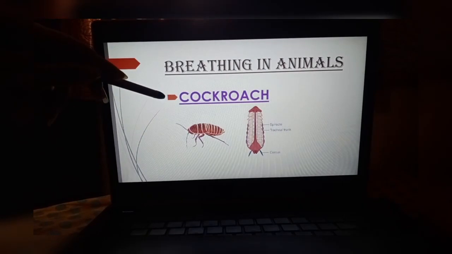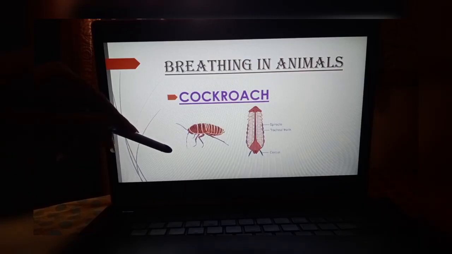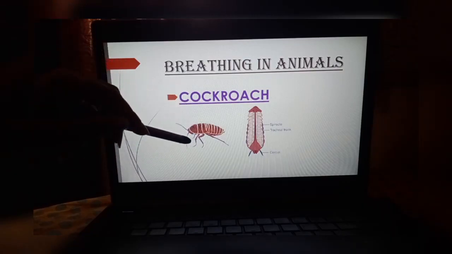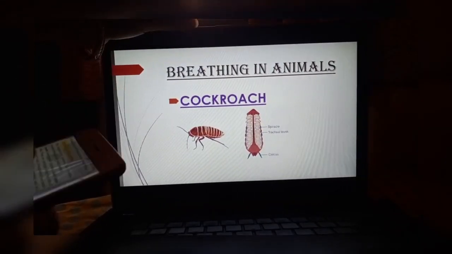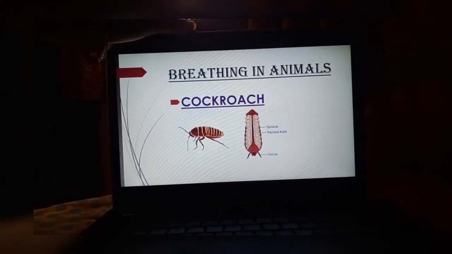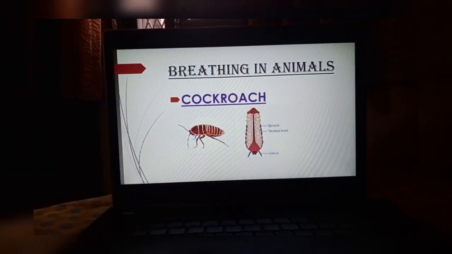So now let's discuss some examples, and our first example is cockroach. You must have seen it around your surroundings. Cockroach is an insect, and like cockroach there are too many insects also present there. So an insect's body has a special kind of breathing organ that is called trachea. Let me give you a closer look.